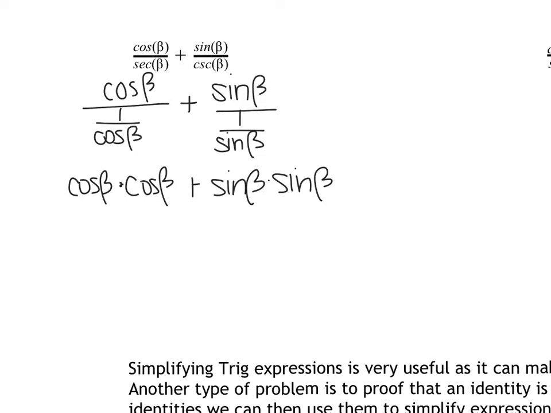Cosine beta times cosine beta is cosine squared beta, plus sine times sine gives us sine squared beta. And this is one of our Pythagorean identities. Sine squared plus cosine squared, or cosine squared plus sine squared, is 1. And that's our simplified expression. It's just 1.